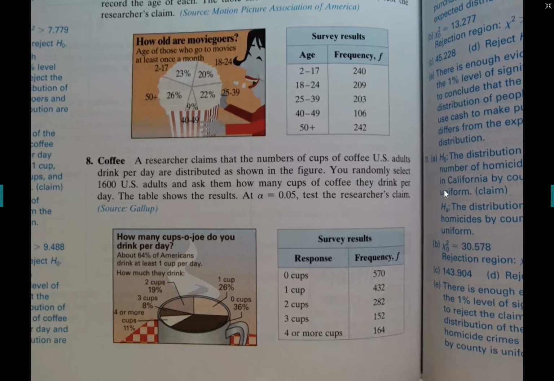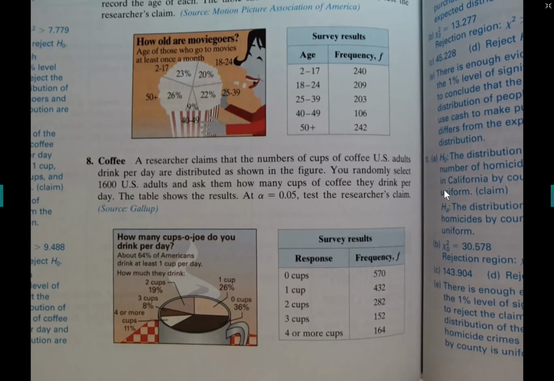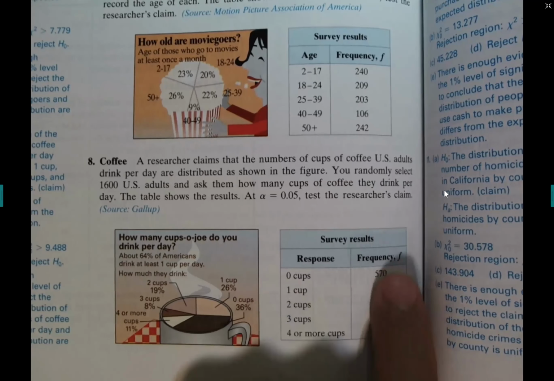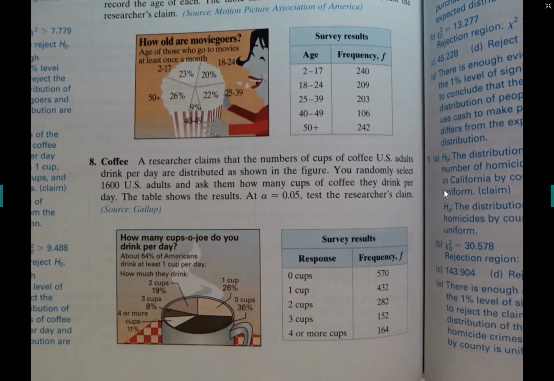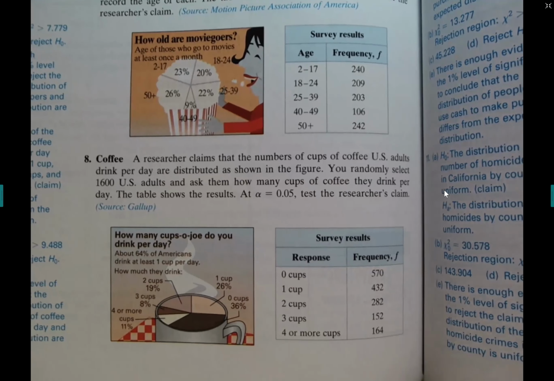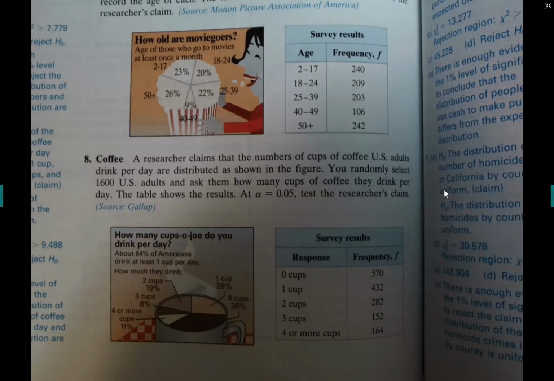So you survey people. You randomly select 1,600 US adults and ask them how many cups of coffee they drink per day. The table here shows the results. Those values, guys, are called the observed values, the values that you get from your survey. When you survey people, they answer your question. These are called the observed values. Test the researcher's claim.